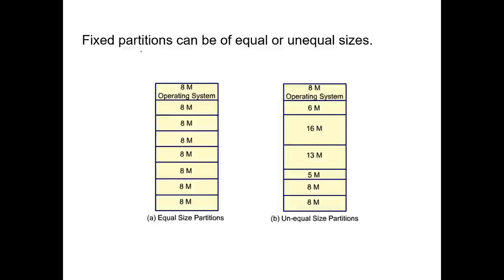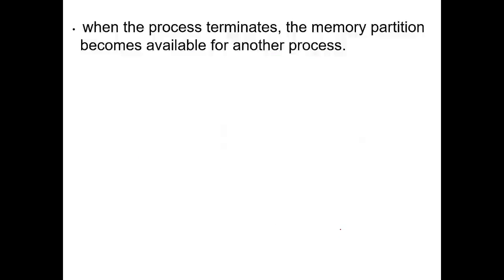You can see in this diagram, fixed size partitions can be of equal or unequal sizes. These are equal size partitions and these are unequal size partitions, which are fixed in the main memory. When the process terminates, the memory partition becomes available for another process. So whenever a process finishes its execution in the main memory, that partition can be given to any other process.